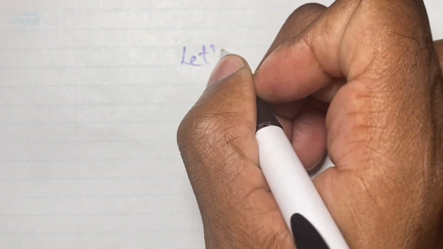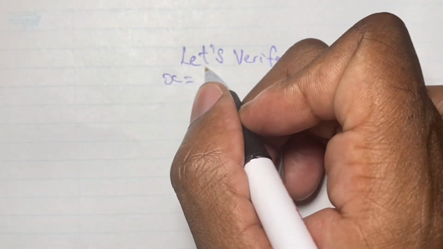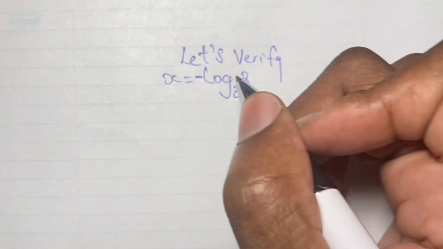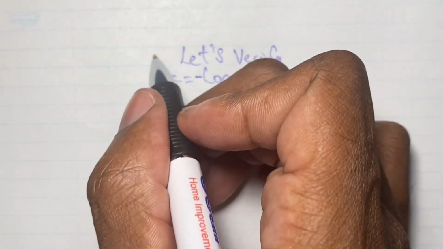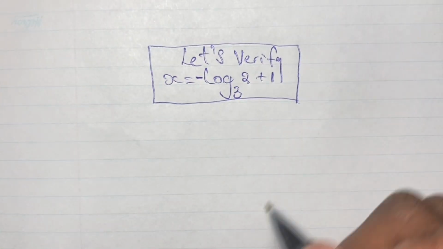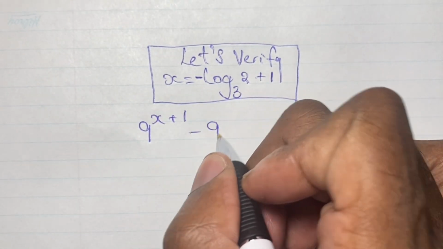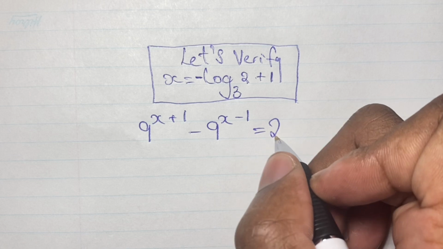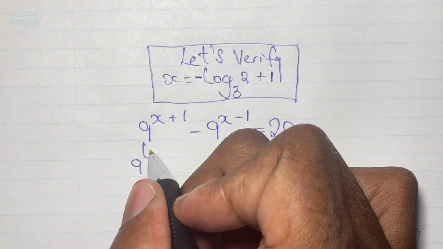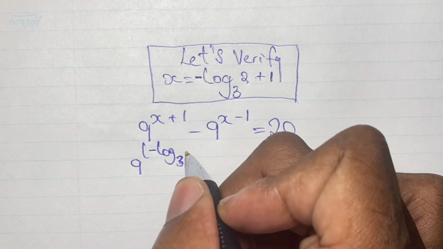Now let's see if we can verify this solution. So we said that x is equal to log base 3 of 2 plus 1, and let's not forget our negative. So that's negative log base 3 of 2 plus 1. So the equation that we had was that 9 to the power of x plus 1 minus 9 to the power of x minus 1 is equal to 20. So to verify the solution of x, we will plug in the value of x into our equation and see if it evaluates as true.